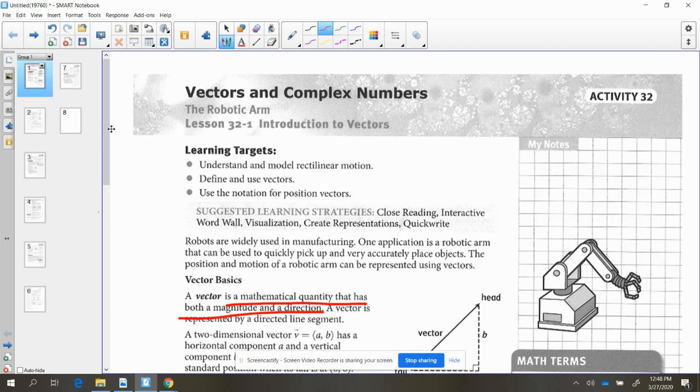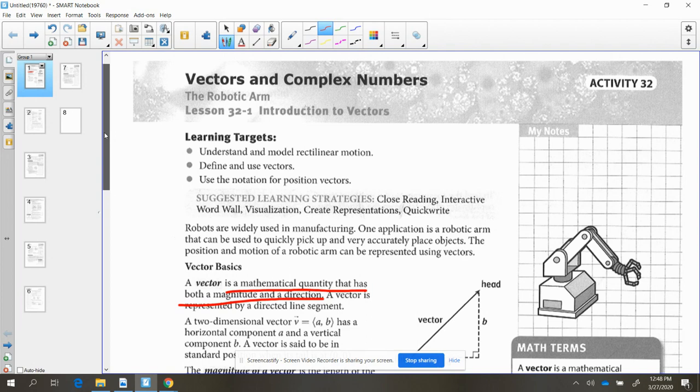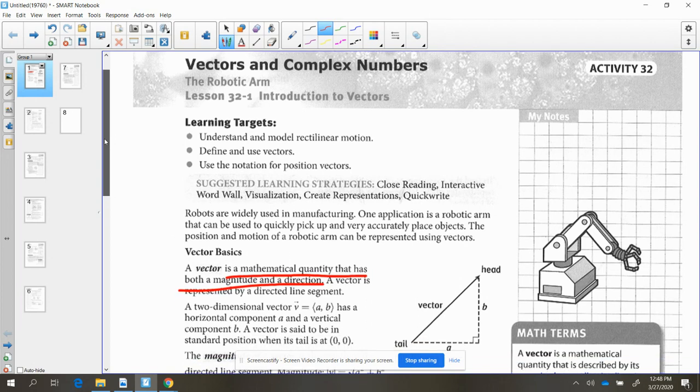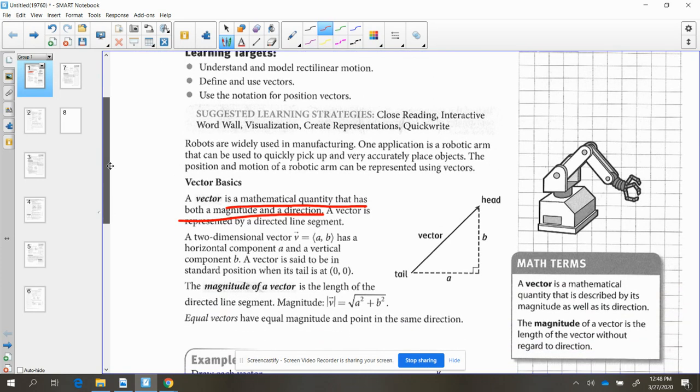Everybody, just to review a little bit of Activity 32's beginning lessons that we talked about prior to going on break, we covered 32.1 and 32.2. So what I've done here is I've pulled up my notes answer key so you can hopefully follow along with your notes as well from the Springboard book.